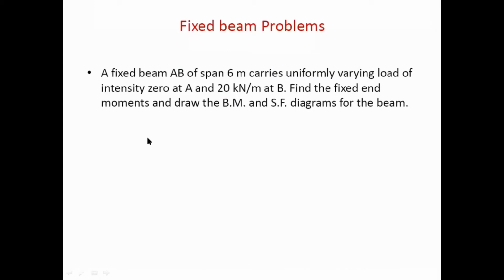So this is our today's next problem. A fixed beam AB of span 6 meter carries uniformly varying load of intensity 0 at end A and 20 kilonewton per meter at end B. Find the fixed end moments and draw the bending moment and shear force diagram for the beam.